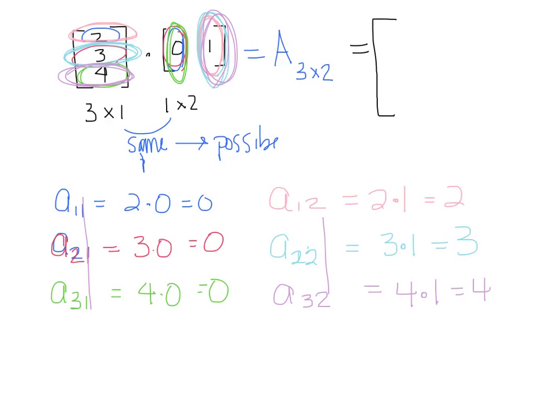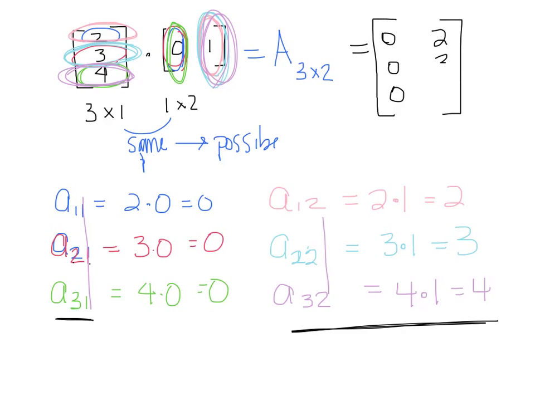3 rows, 2 columns, so it's got about that aspect ratio. And let's put them in. A11 is 0. Second row, first column, 0. Third row, first column, 0. So all the first columns were 0. Now these are all my second columns, okay? First row, 2. Second row, 3. Third row, 4. So I've come up with an interesting product of those two matrices.